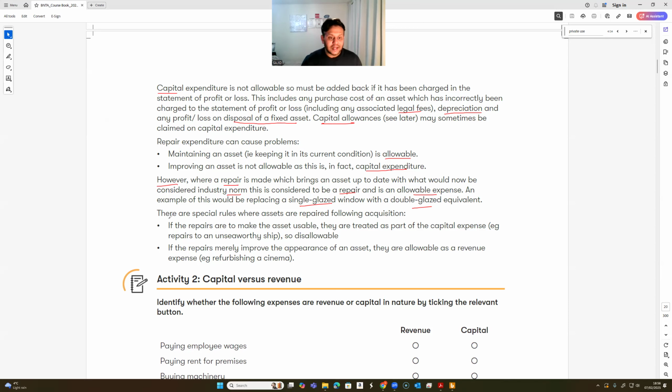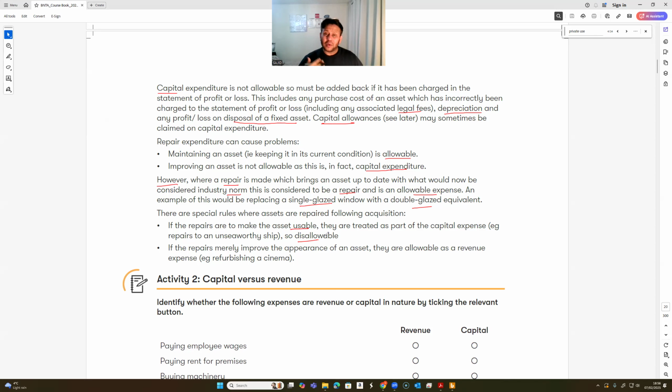On the other hand, there are special rules where assets are repaired following acquisition, if the repairs are to make the asset usable. For example, if without repairing the asset you cannot use it, and this type of repair happens, it is a disallowable expenditure. They are treated as part of the capital expense. Example, repair to an unseaworthy ship. For example, one of the ships is broken, you cannot use it in the sea anymore, so you make the repair so that it can be used again. If this is the case, it is a disallowable expenditure. You cannot treat this as a repair.